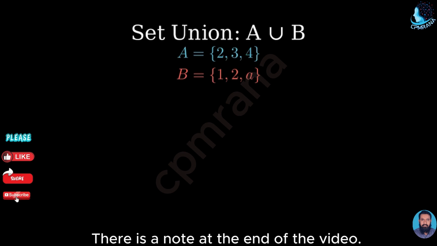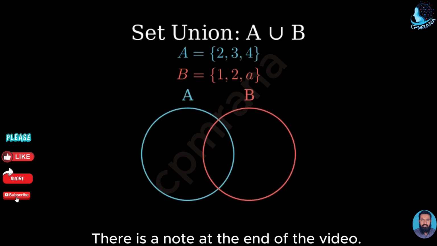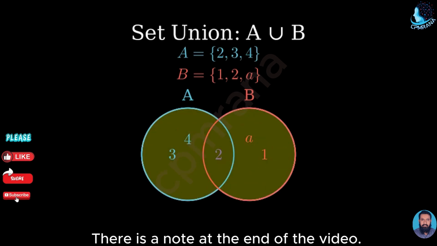Let's visualize these sets using a Venn diagram. Here we have two overlapping circles, one for set A and one for set B. Let's place each element in its correct region. The union of sets A and B, written as A union B, includes all elements that are in either set A or set B or both. In our Venn diagram, this means we include everything in both circles.